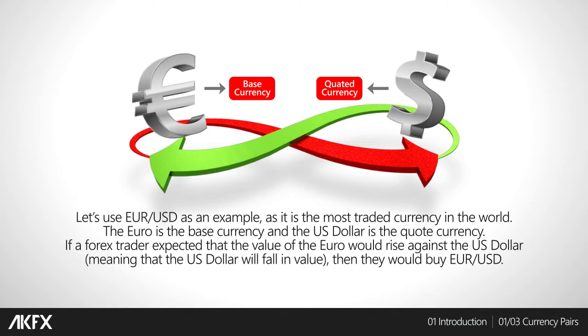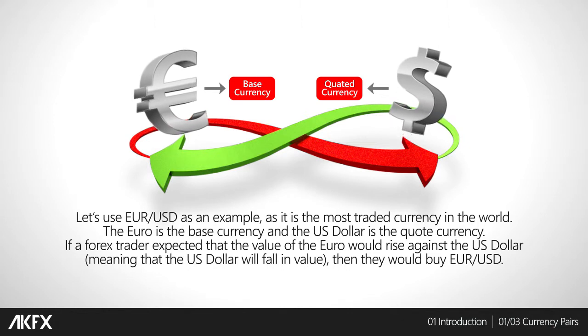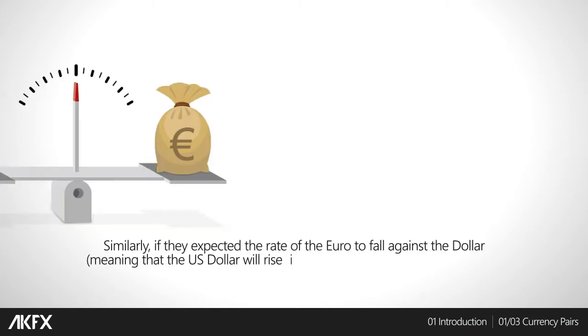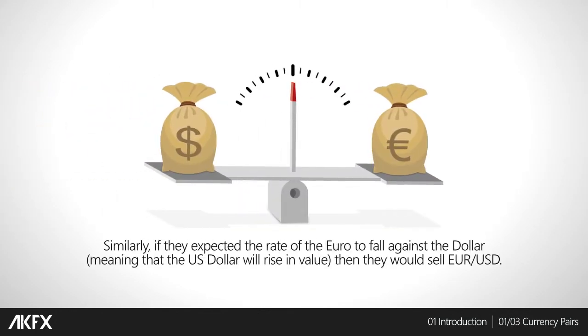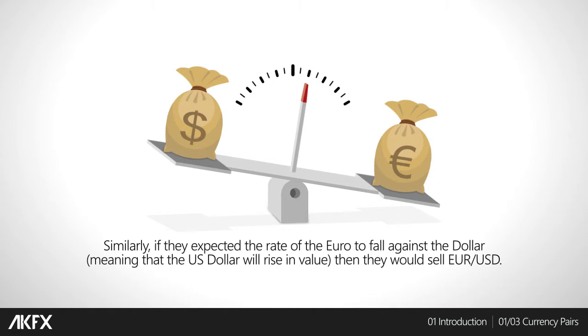If a Forex trader expected that the value of euro would rise against the US dollar, meaning that the US dollar would fall in value, then they would buy euro dollar. Similarly, if they expected the rate of the euro to fall against the dollar, meaning that the US dollar will rise in value, then they would sell euro dollar.